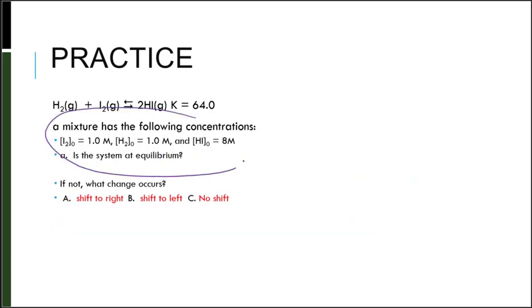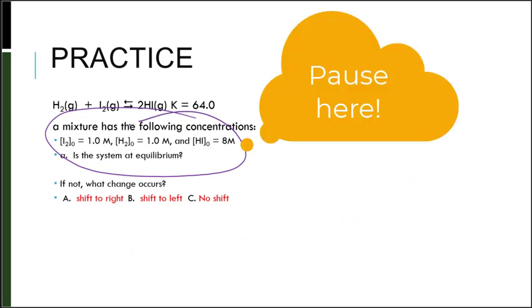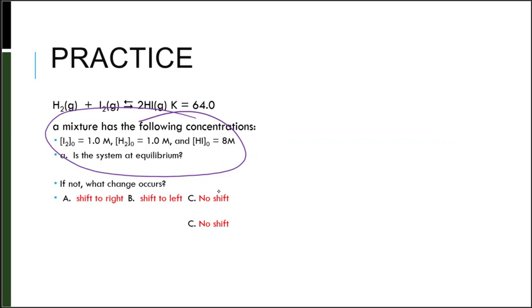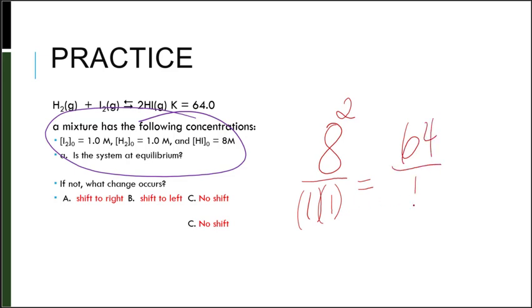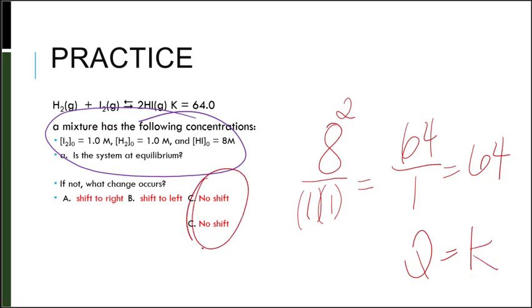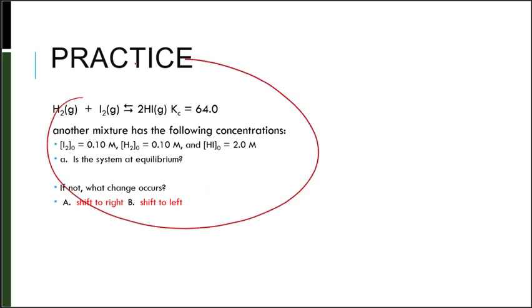How about now with these concentration values? Well, if I plugged these values into the Q equation from before, I would have 8 squared, which is 64, divided by 1 times 1, which is 1, and I would get 64. So Q in this case would be equal to K. So there would be no shift. It's at equilibrium.